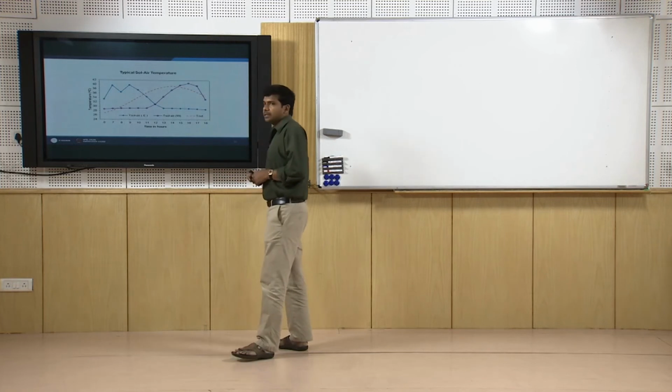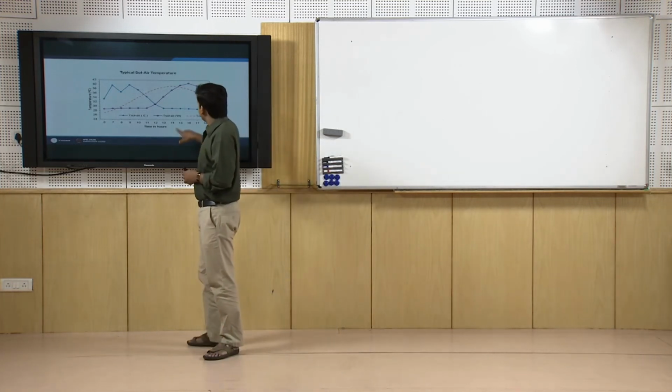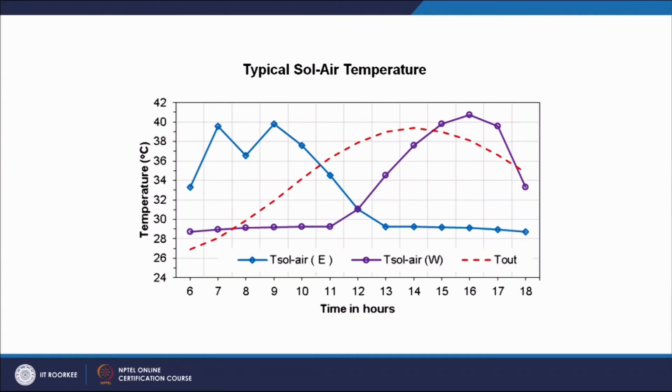I have done some calculations using the same equation. Take this location, this dotted line represents the outside air temperature, starts from 6 o'clock, this is evening 6, this is a 12-hour graph. In the morning the temperatures are around 27 degrees and go up to 35 degrees in the evening. There are two other lines in this graph, this is time in hours, this is temperature.